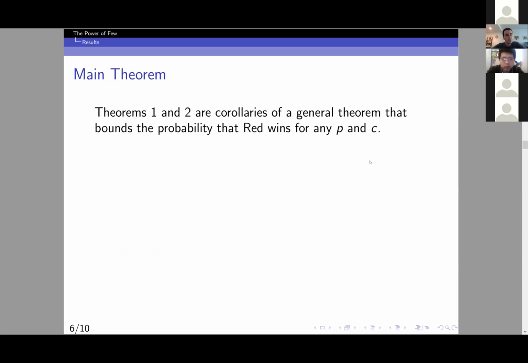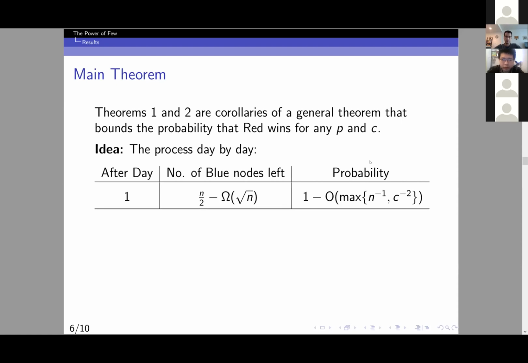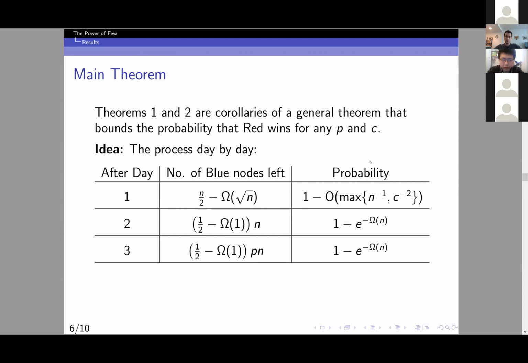So both of these theorems come from our general theorem, the one that we actually proved in our paper. It also describes the process day by day. And for each day, we have a probability that it will occur. So on the first day, the advantage from C will grow to a root n advantage. On the second day, it will be a linear advantage. On the third day, it will be overwhelming.